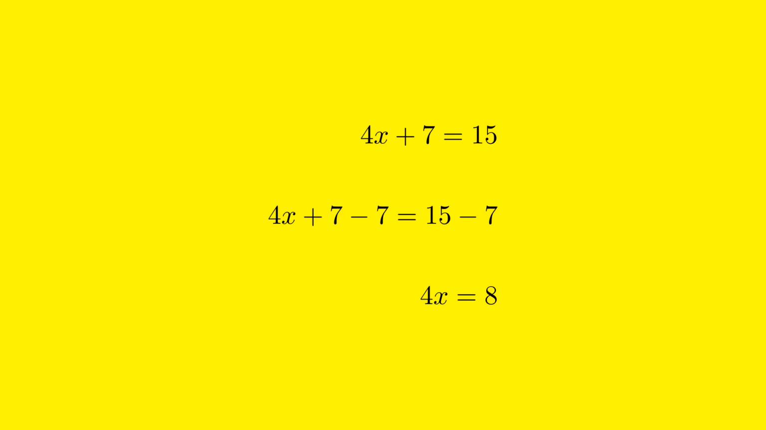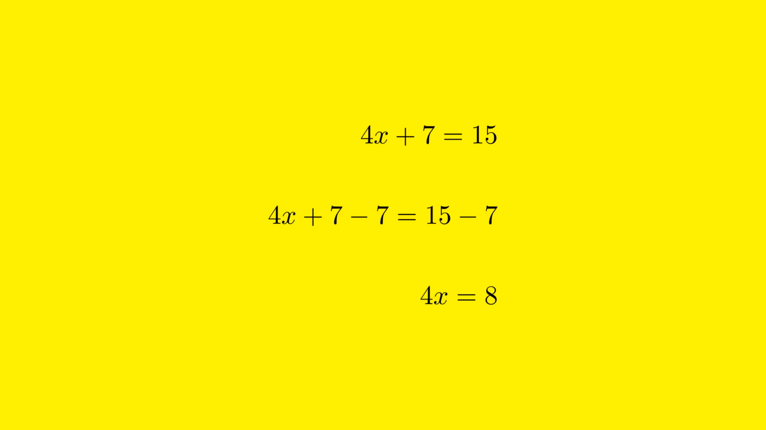To remove the plus 7, we use the principle of equality, which states that whatever operation you perform on one side of the equation, you must also perform on the other side to maintain balance. Here, we will subtract 7 from both sides of the equation. The original equation is 4 times x plus 7 equals 15. When we subtract 7 from both sides, it looks like this.